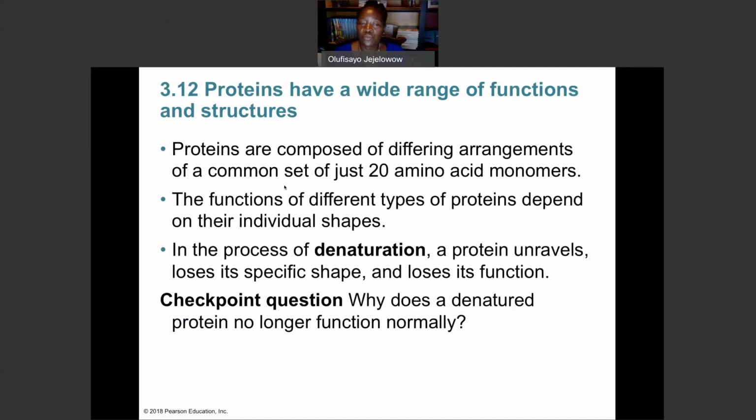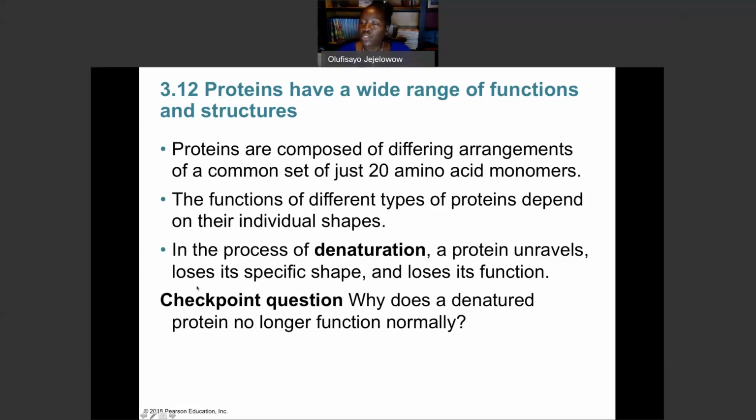Proteins are composed of different arrangements of a common set of just 20 amino acids. So the 20 amino acids, like the letters of the alphabet, can be put together to form different structures that perform different functions in the human body. So the functions of different types of proteins depend on their individual shapes and their individual composition. The individual shapes depend on the individual amino acids that are put together, and their chemical identity determines their interactions with one another.